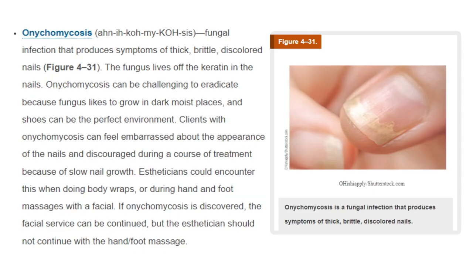Onychomycosis is a fungal infection that produces symptoms of thick, brittle, discolored nails, figure 4.31. The fungus lives off the keratin in the nails. Onychomycosis can be challenging to eradicate because fungus likes to grow in dark, moist places, and shoes can be the perfect environment. Clients with onychomycosis can feel embarrassed about the appearance of the nails and discouraged during a course of treatment because of slow nail growth. Estheticians could encounter this when doing body wraps or during hand and foot massages with a facial. If onychomycosis is discovered, the facial service can be continued, but the esthetician should not continue with the hand/foot massage.